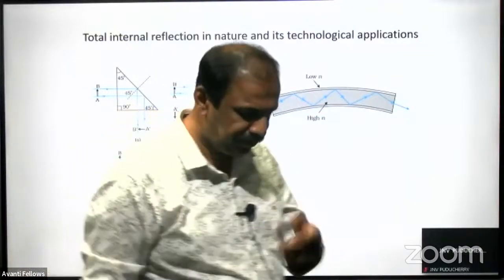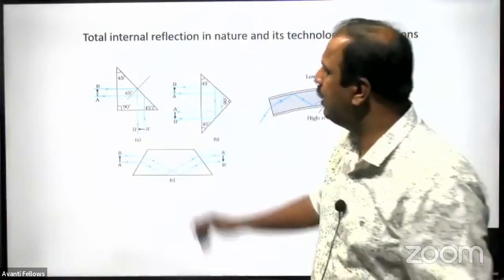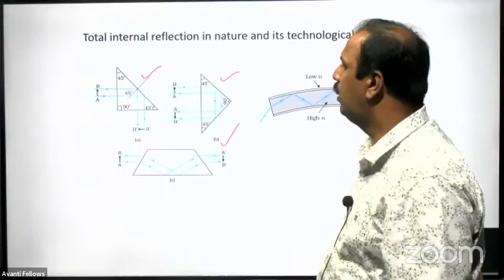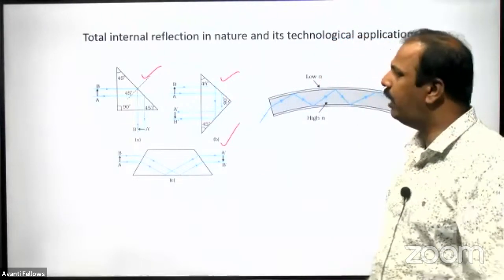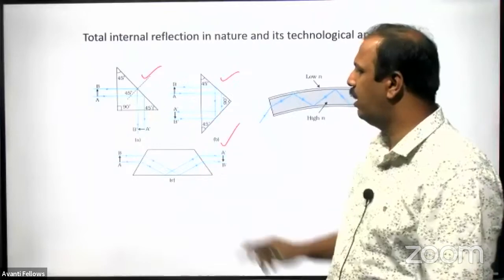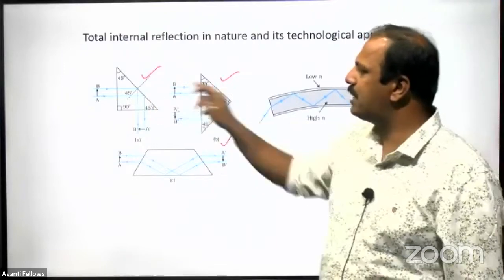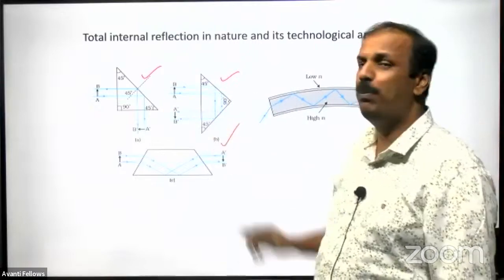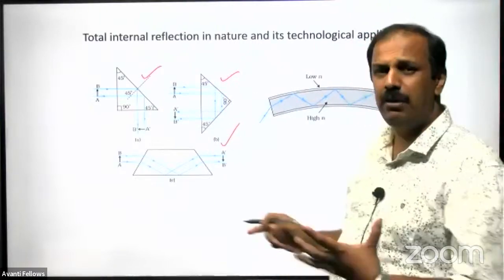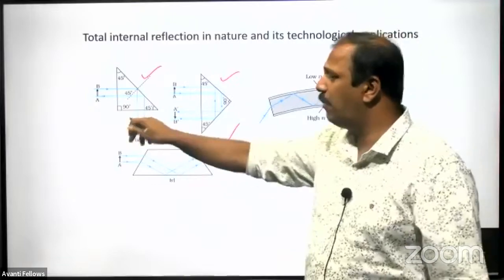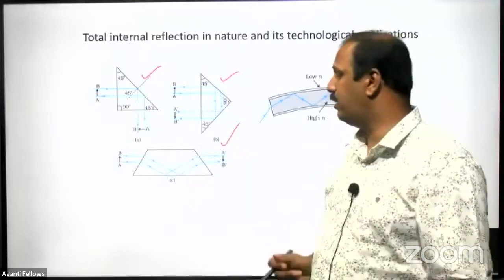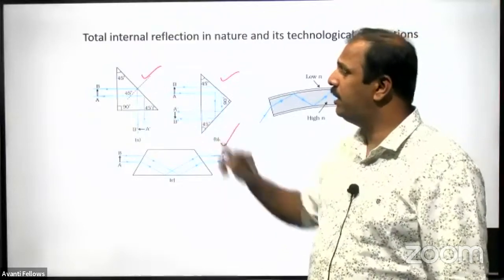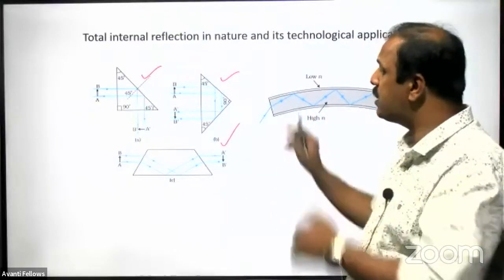Now we'll go to the next one. So these are actually applications of total internal reflection. Here we have 3 triangles. These triangles are actually prisms. We are making use of these prisms to bend the light in different optical instruments, in cameras and in reflectors and in telescopes and all. We will use this type of prism to bend the light.